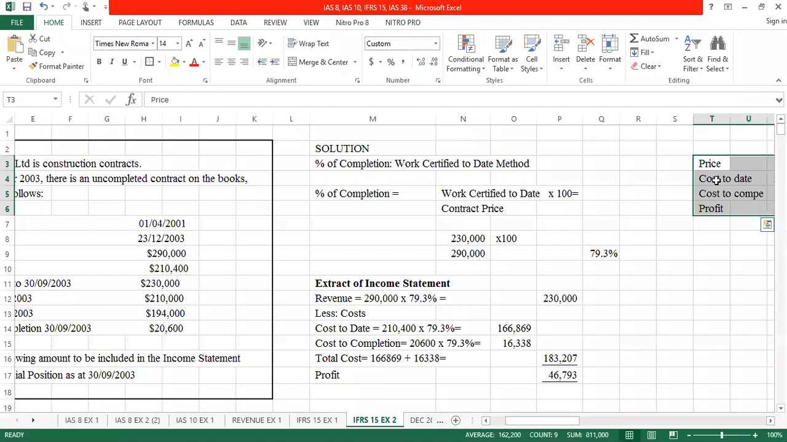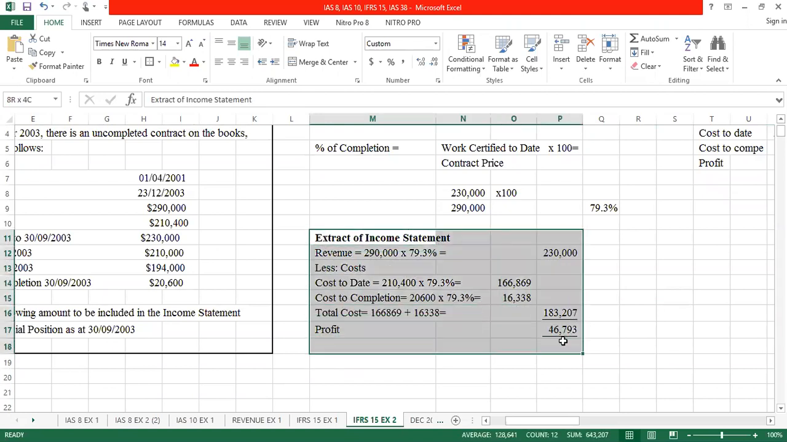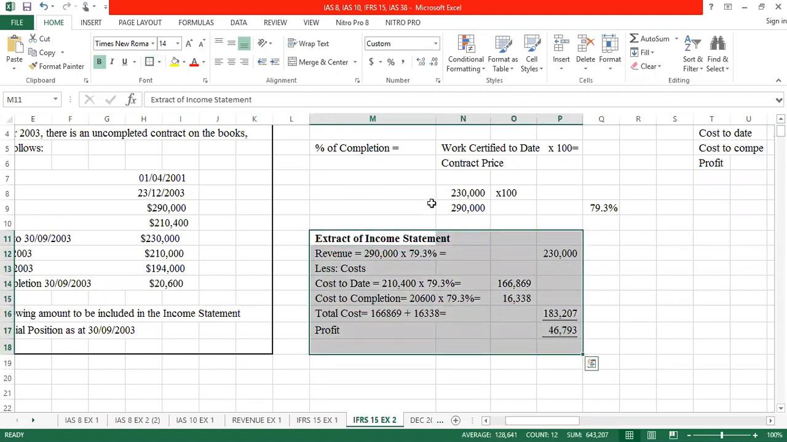The cost to date only helps you to know whether it's a profit or it's a loss. So that was the extract of the income statement. I hope you've understood. So let's continue. I hope everyone has understood that. That is the extract of income.